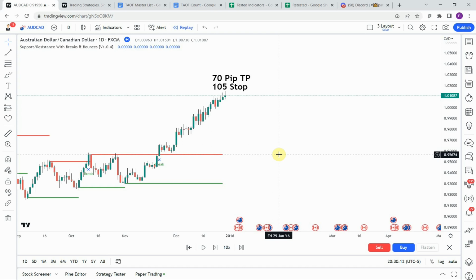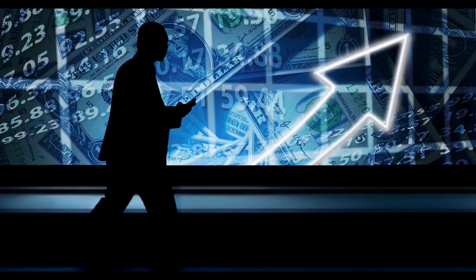Today we will be testing the support and resistance with breaks and bounce indicator.